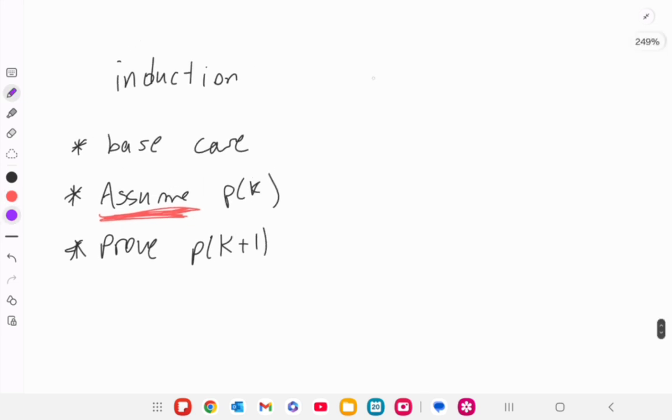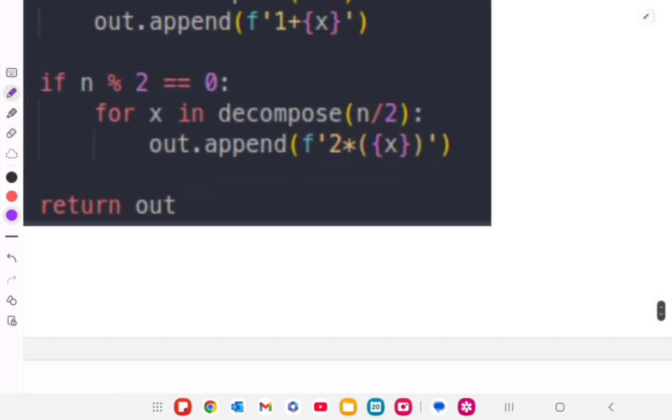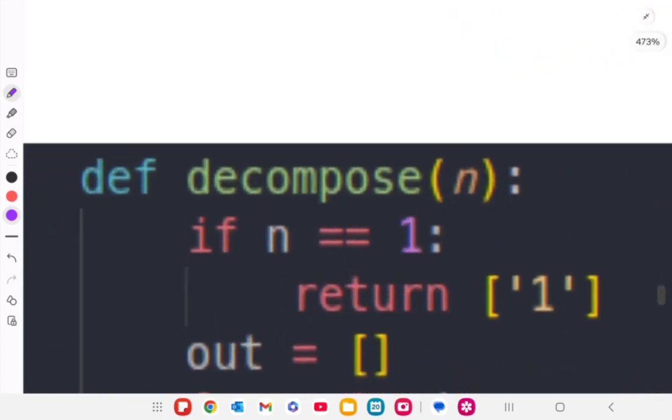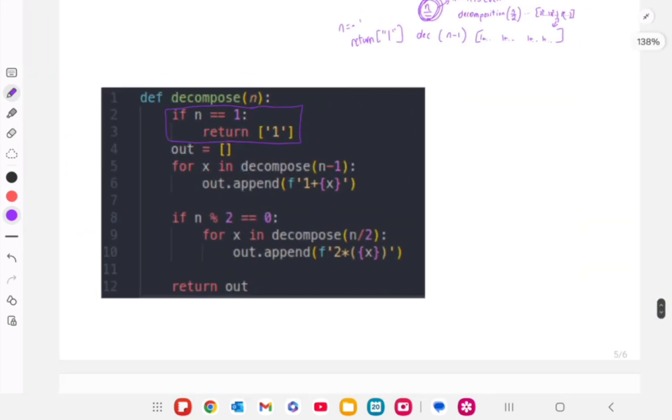Now I want you to realize that induction is basically recursion. Recursion basically is reduction in code, right? So let's follow these same steps. First of all, we have a base case, which in our example would be if n is equal to 1. For the base case, we want to return the list of size 1. And here you can see it very clearly in our code. First step, if n is equal to 1, return the list that contains the integer 1.